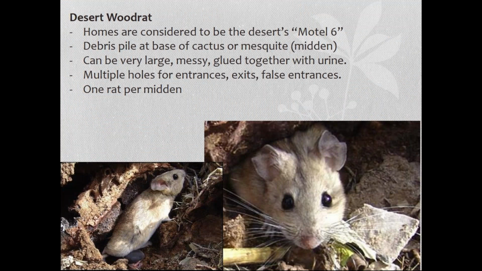And back to our desert wood rat. These guys have what they call the Motel 6 of the desert, because other species may use their burrows or their dens as well. Lots of debris, can be very large and messy. Often it's glued together with urine. Multiple entrances, and it's just one rat per midden. So instead of a burrow, we call their homes middens. And middens are debris piles.